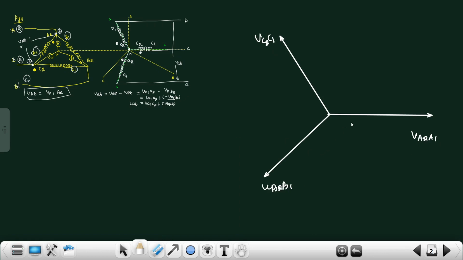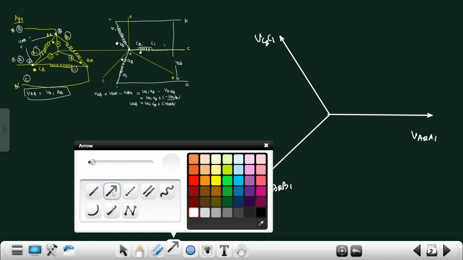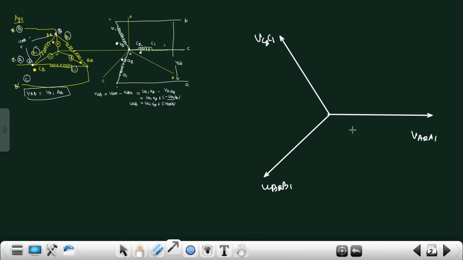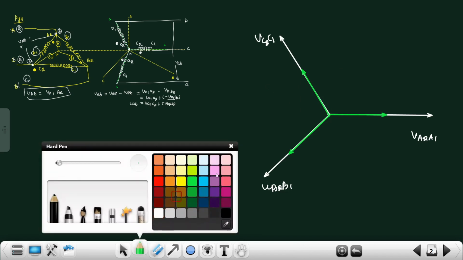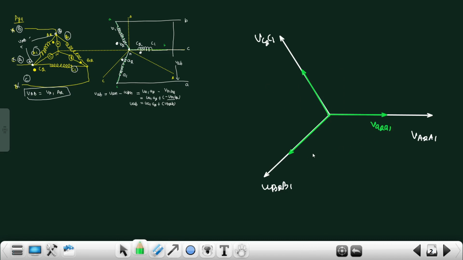Now we know that coil voltages are parallel to each other. So the LV side coil voltage VA2A1 is in phase with HV side VA2A1. Similarly, LV side VB2B1 is in phase with HV side VB2B1, and LV side VC2C1 is in phase with HV side VC2C1. So this will be VA2A1, VB2B1, and VC2C1. From this diagram, VAB is VA1A2.